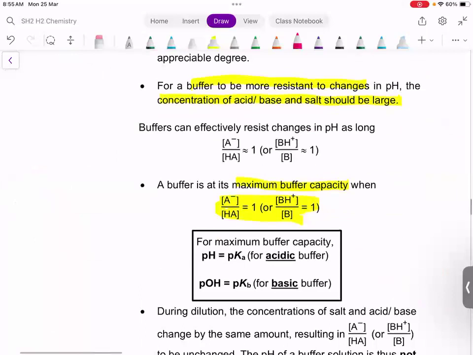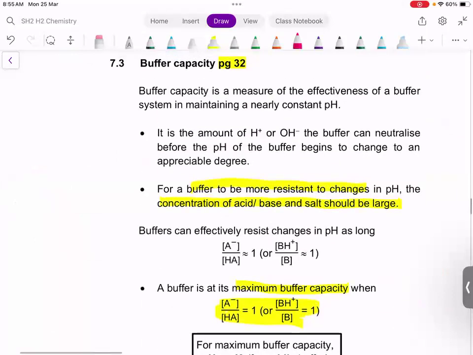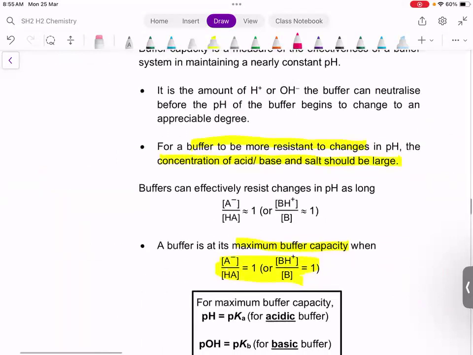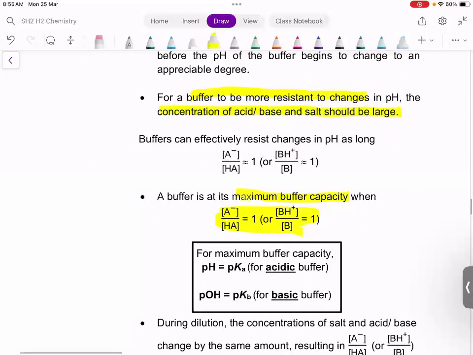So, buffer capacity. For a buffer to be more resistant towards changes in pH, the concentration of your acid and base should be large. And what do I mean by large? Later on, I'm going to explain. So maximum buffer capacity is when these ratios equal 1. The buffer capacity is the best when the ratio of the salt and the weak acid, or the salt and the weak base, is 1.